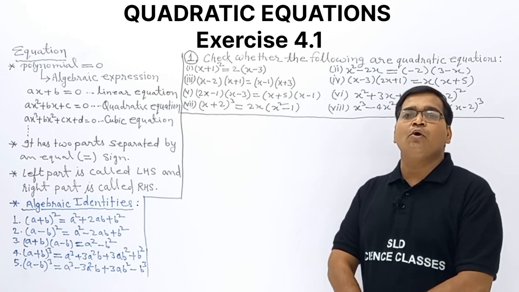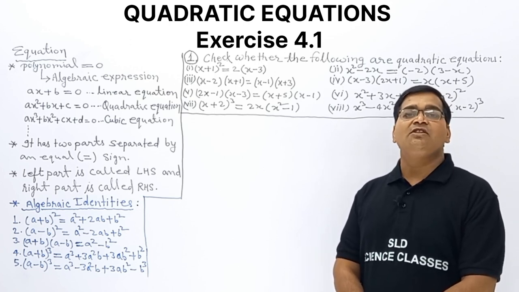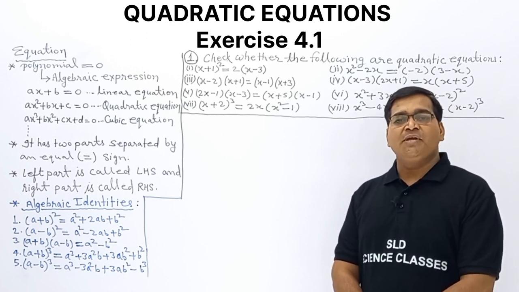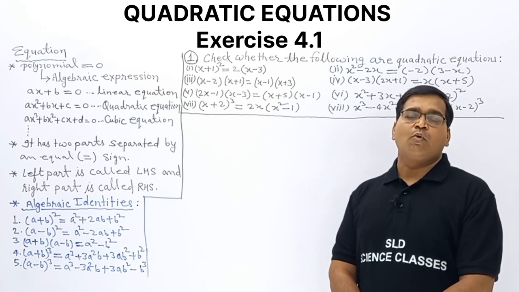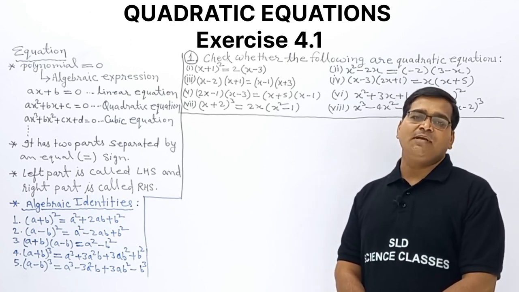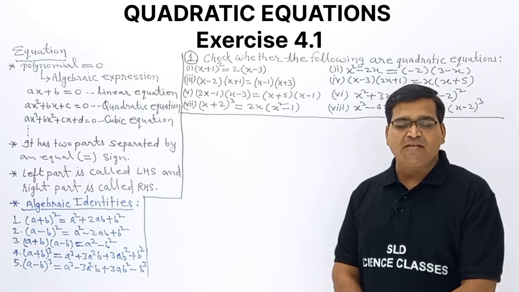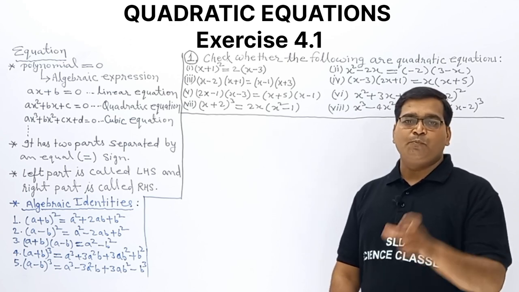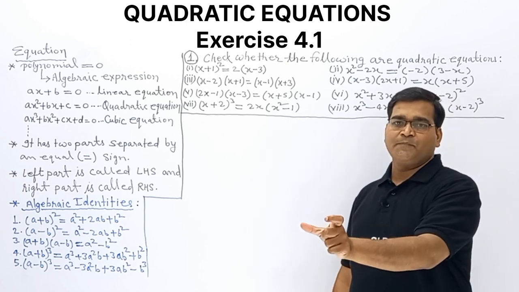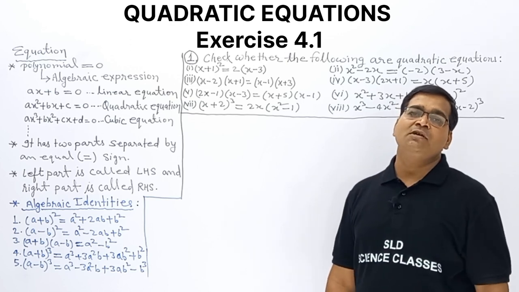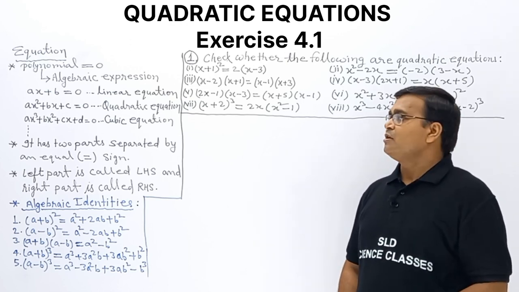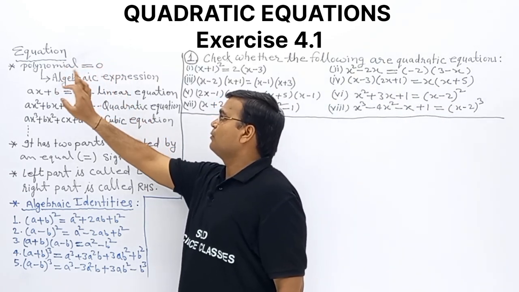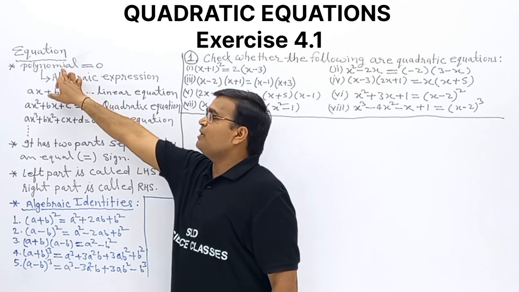Equation. We already know polynomial is what? Algebraic expression. So equations are having algebraic expressions equal to 0. If polynomials are equal to 0, then what we can say? That one is an equation. Equation is what? Polynomials equal to 0.